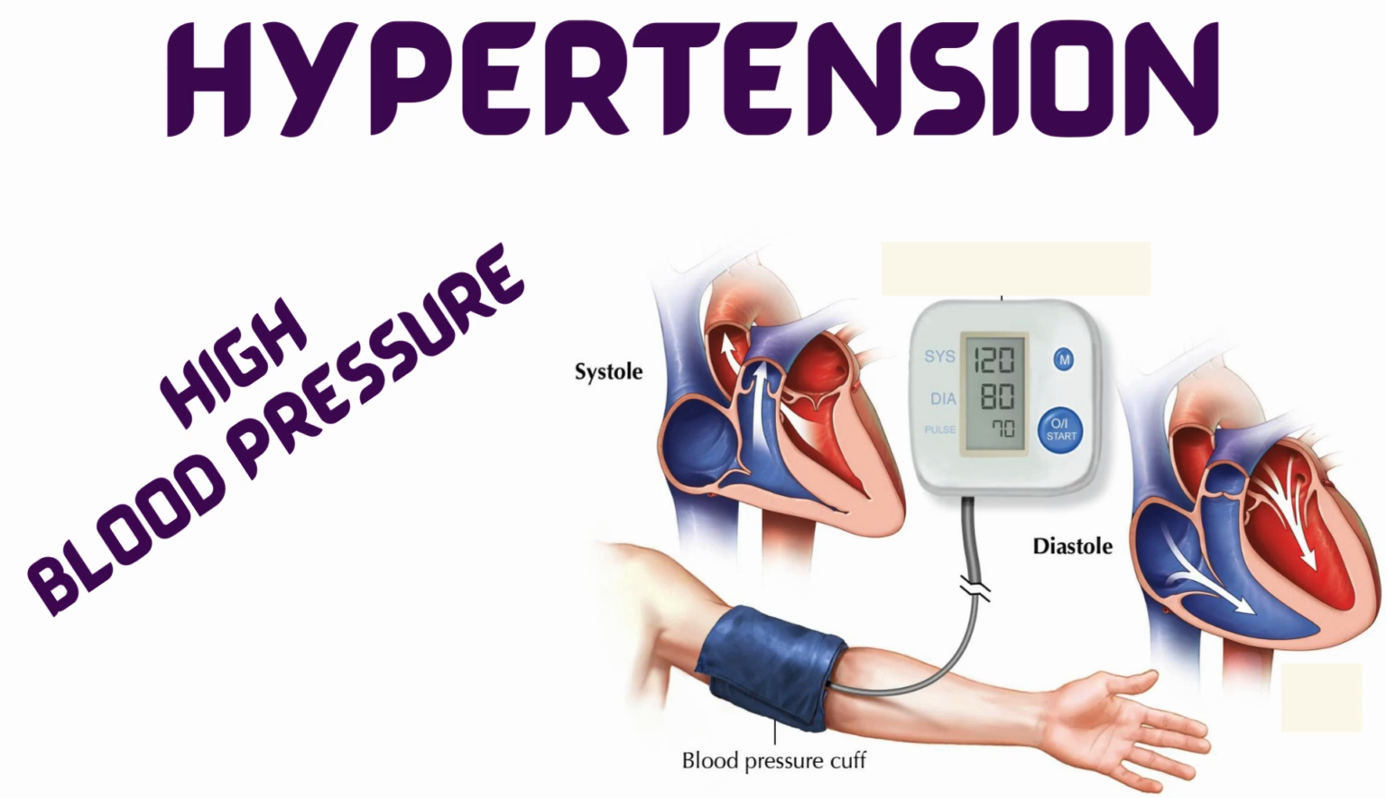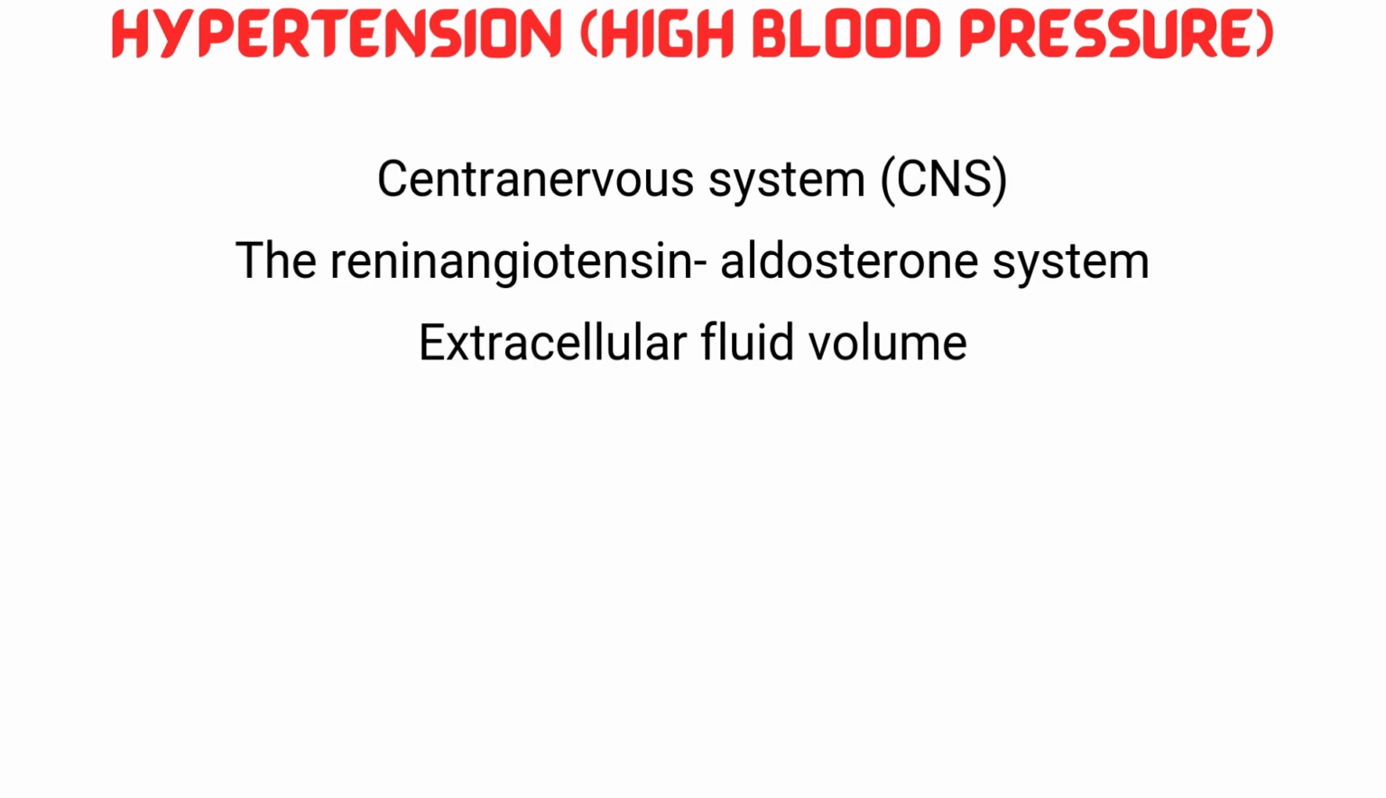In this video, we will discuss hypertension or high blood pressure. The predominant mechanisms of blood pressure control are the central nervous system, the renin-angiotensin aldosterone system, and the extracellular fluid volume. We don't know why the mechanisms fail and cause changes in blood pressure.